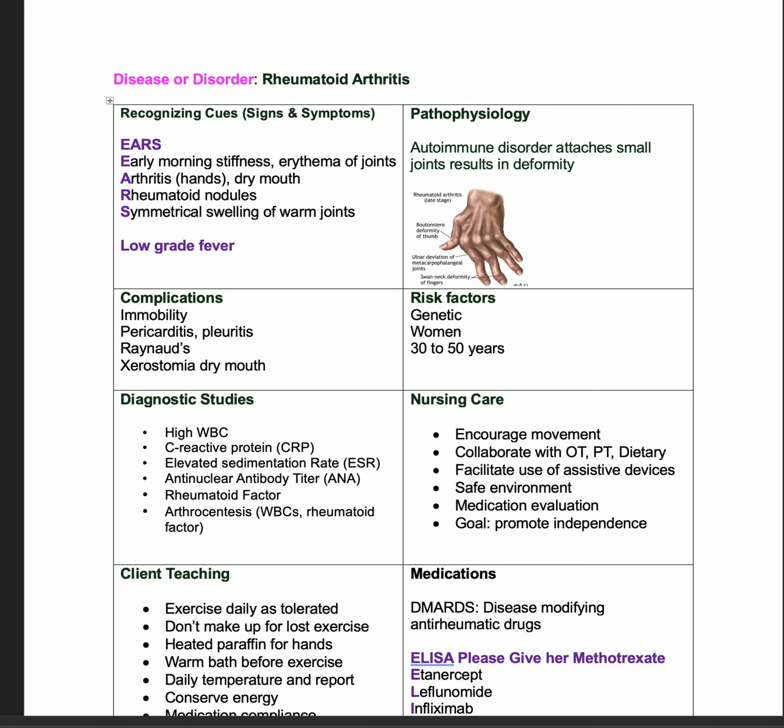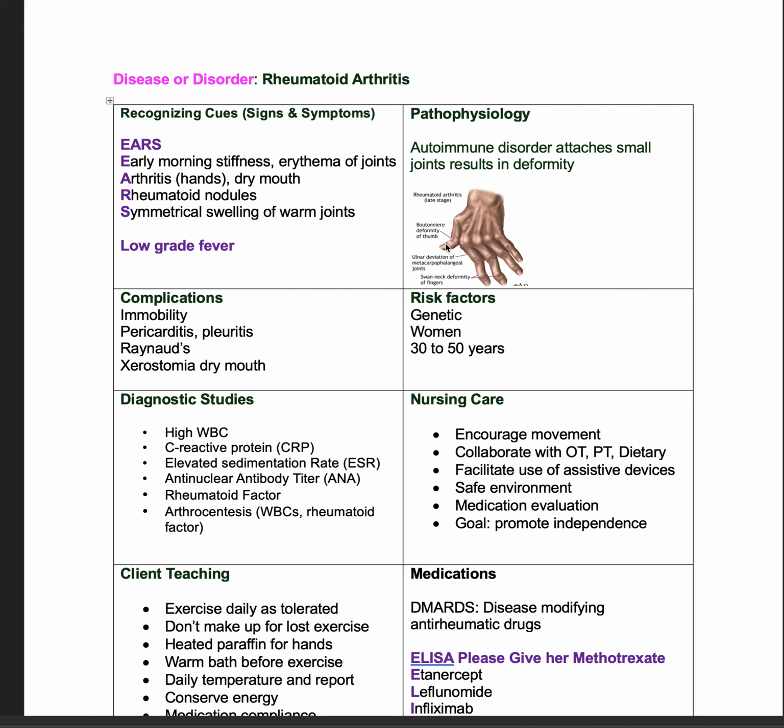Now, if you look at this picture right here, you can see the fingers have what's called a swan neck deformity. And there's a boutonniere's deformity on the thumb. Okay, so you would see that on both hands because rheumatoid arthritis is a symmetrical condition. In other words, what happens on one side of the body is going to happen on the other.